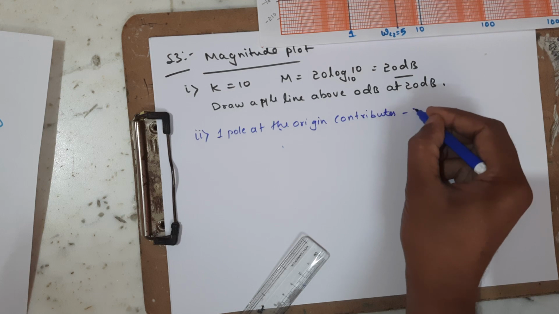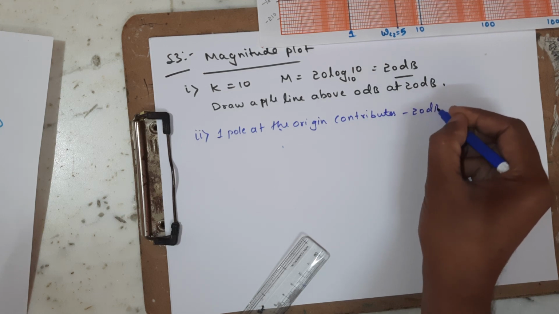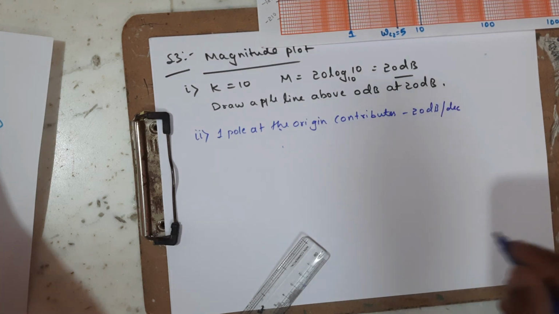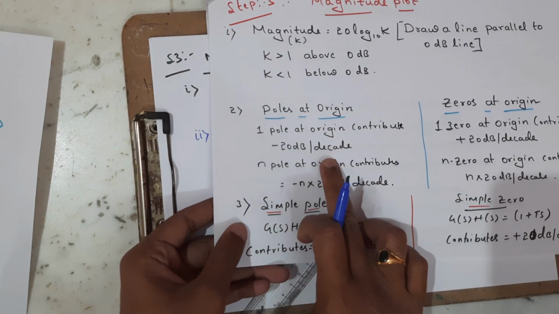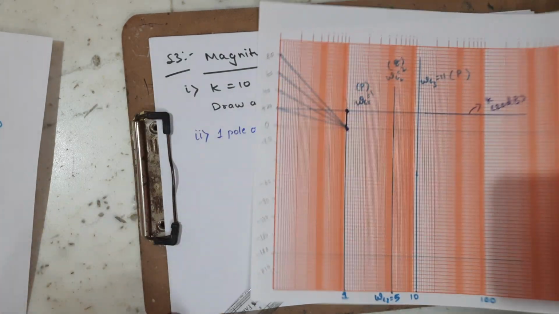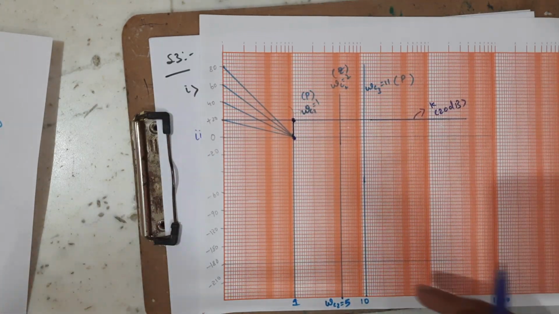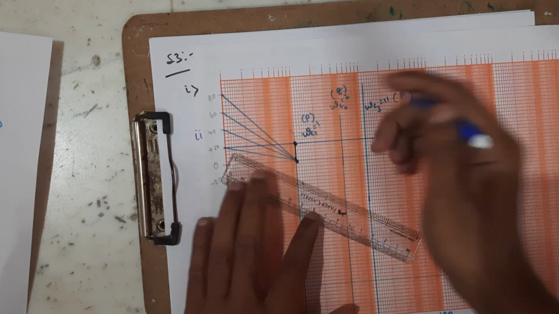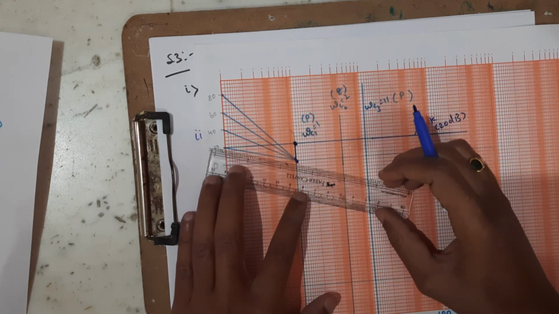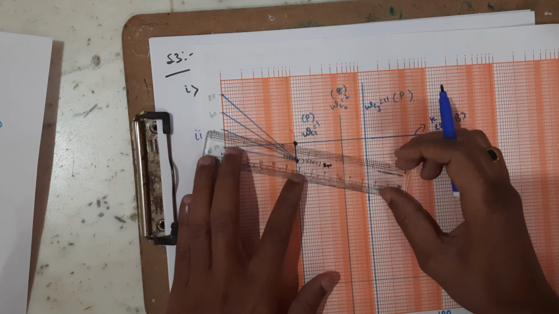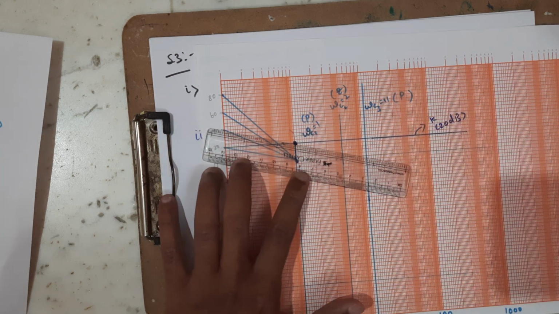Contributes minus 20 dB per decade, right? See, one pole at the origin contributes how much? Minus 20 dB per decade. So how to draw this? From this point, I am going to draw a line which is parallel to a slope of minus 20. Okay, I hope you got it.